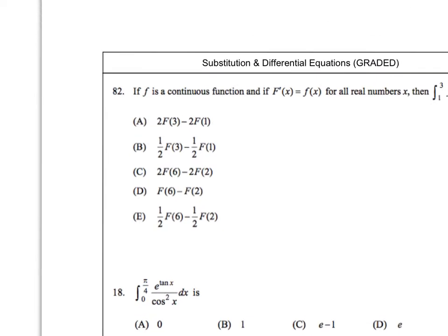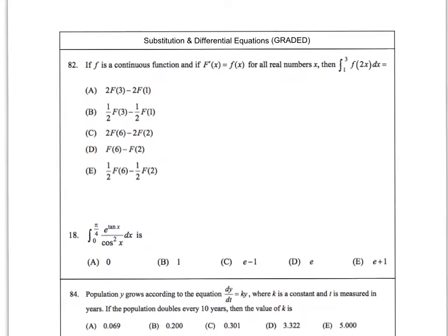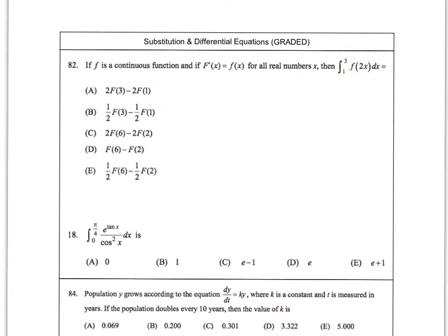Next up, we've got substitution and differential equations. All right, here we've got a big F prime. We've got a function being defined. This is like a theoretical function thing going on here. The big thing I'd like you to notice is that we have a function inside a function. Therefore, we can set u equal to 2x. That means du dx is going to be 2, and dx is equal to du over 2.